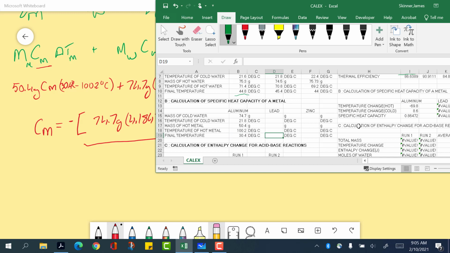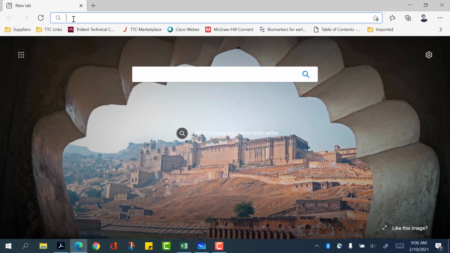And so if you did that, you get a specific heat capacity for aluminum of 0.864 joules per gram degree Celsius. And that's the specific heat capacity calculated for aluminum. And if you were to look that up, and I'm sorry I did not look that up, I will look that up right now.